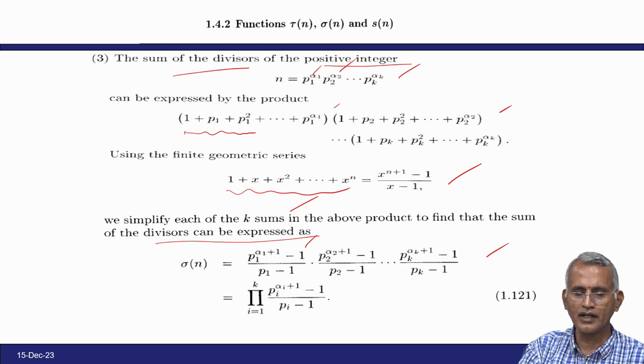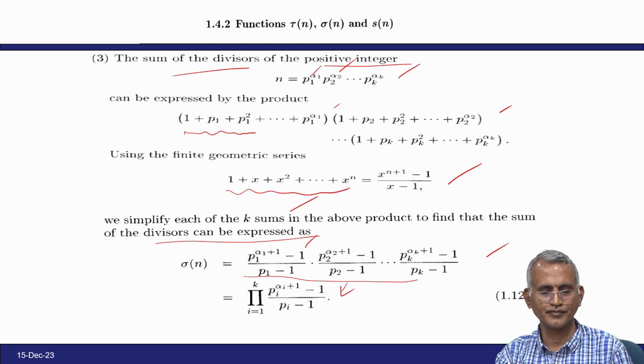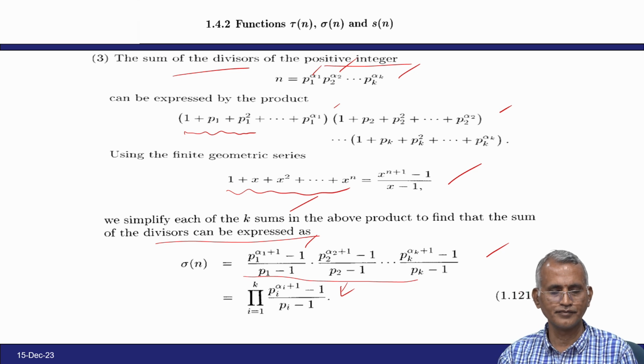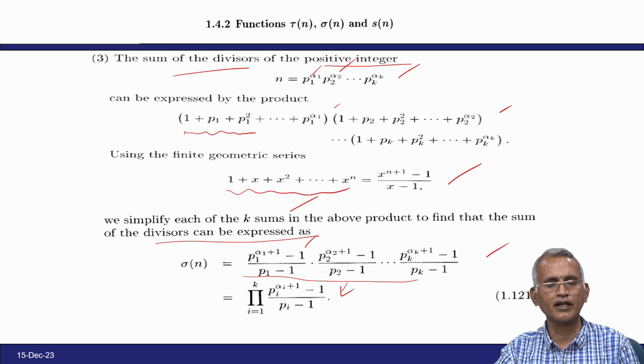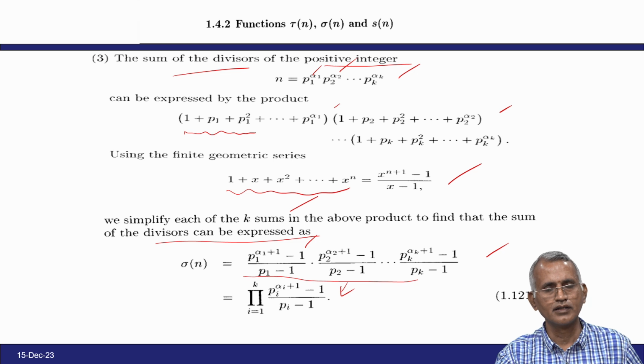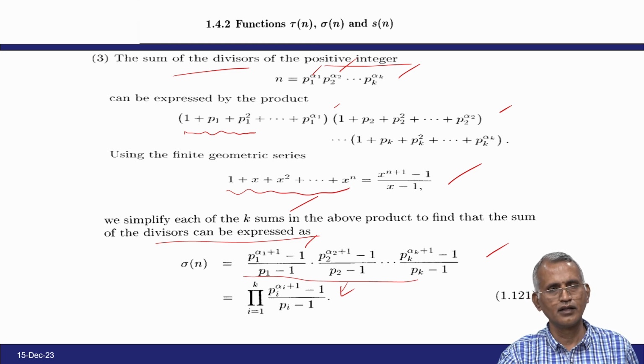So, we can write the general term as the product of this expression like this. This is the symbol for the product of each ratio, i varies from 1 to k. So, this way we can express sigma of n, tau of n and s of n.